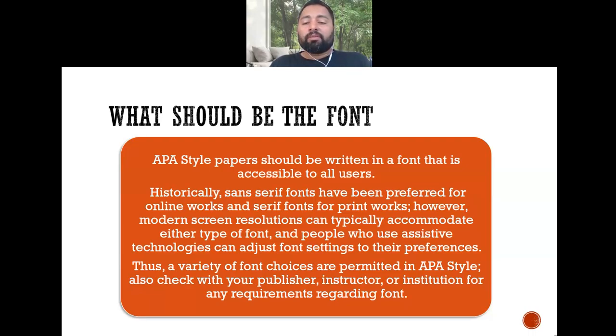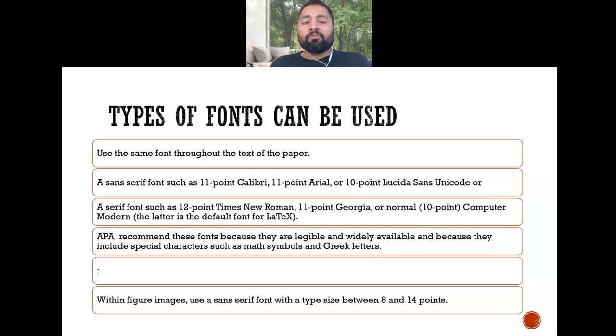A variety of font choices are permitted in APA style. Also, check with your publisher, instructor, or institution for any requirement regarding the font. So, fonts such as 11-point Calibri, 11-point Arial, or 10-point Lucida Sans Unicode, or 12-point Times New Roman, 11-point Georgia, or normal 10-point Computer Modern, etc., may be used in the manuscript. APA recommends these fonts because they are legible and widely available, and because they include special characters such as math symbols and Greek letters. Within figure images, use a sans serif font with a type size between 8 and 14 points.